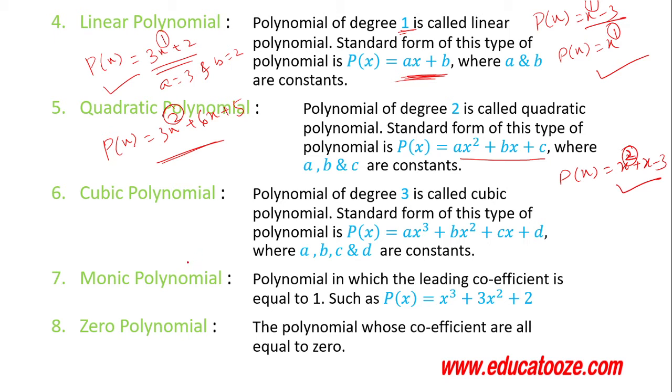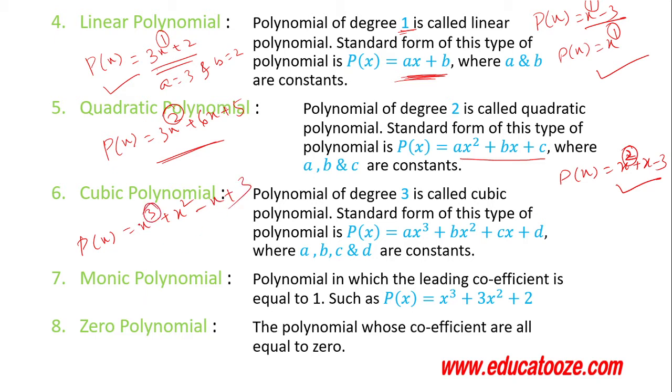Now, cubic polynomial. Same as before, like linear polynomial and quadratic polynomial, what do you need to look at? Look at the degree of the polynomial. If the degree of the polynomial is 3, then that kind of polynomial is known as a cubic polynomial. For example, p of x equal to x cubed plus x squared minus x plus 3.